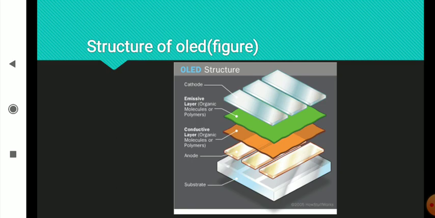Okay. Next, structure of OLED. It consists of a cathode and an anode. Below the anode we have the substrate, and between the cathode and anode we have two layers, that is the emissive layer and the conductive layer, which act on the principle of electroluminescence.